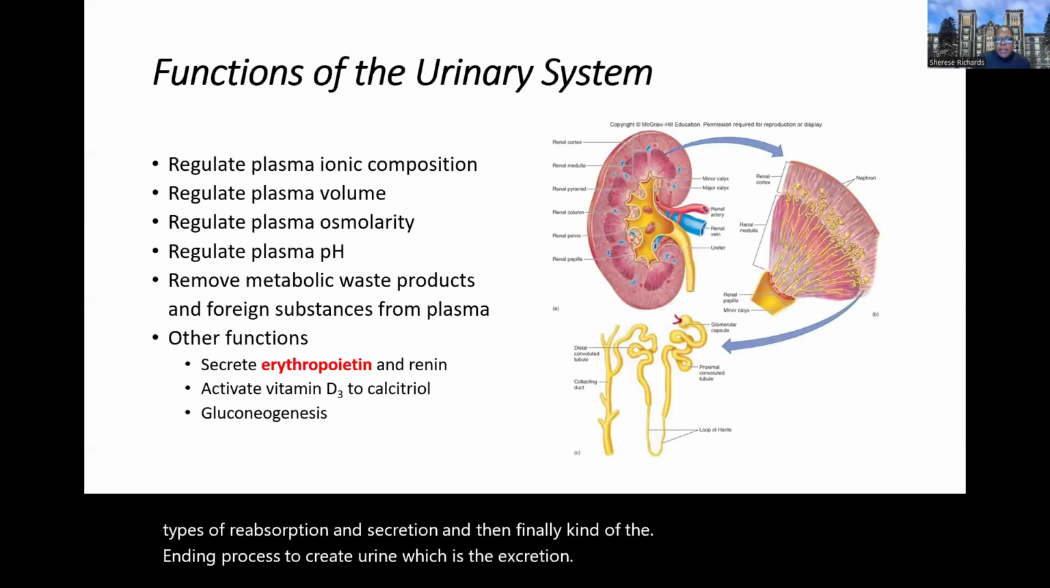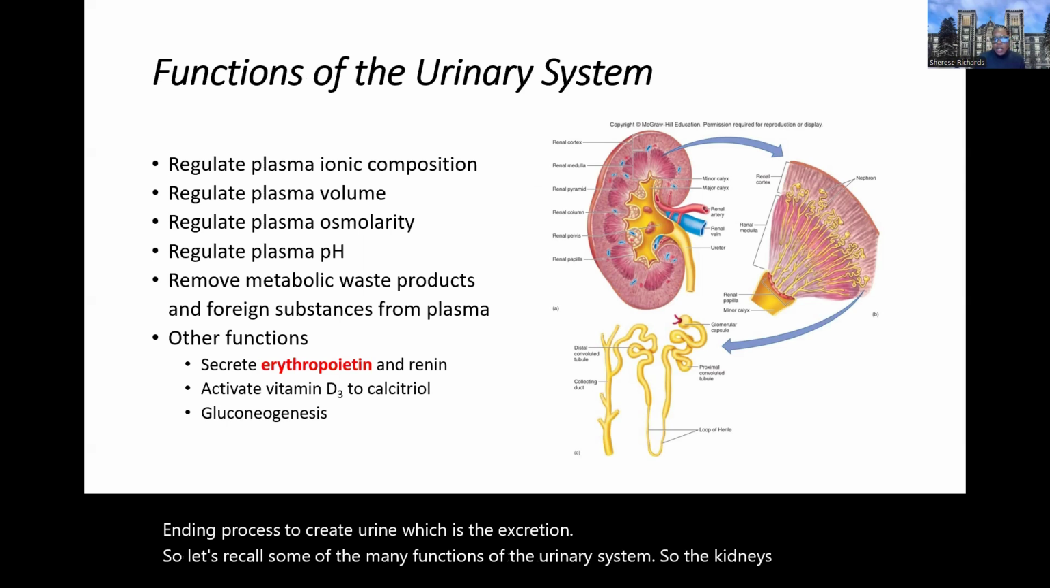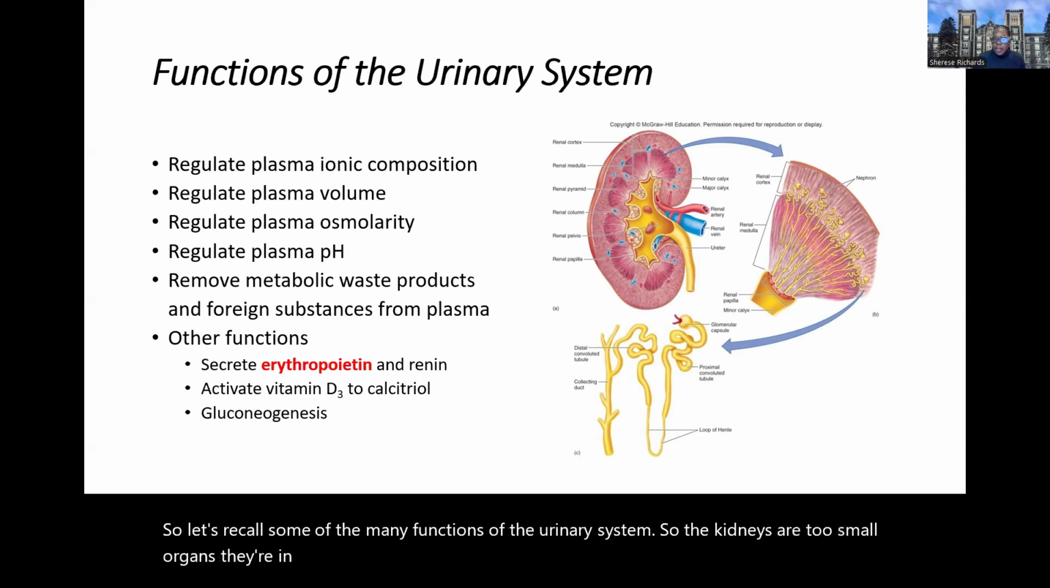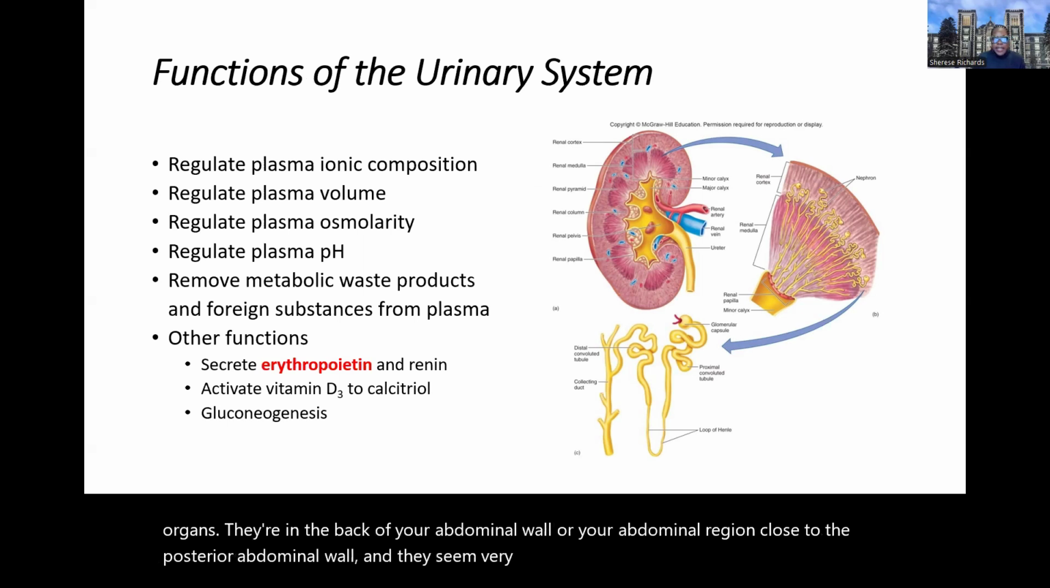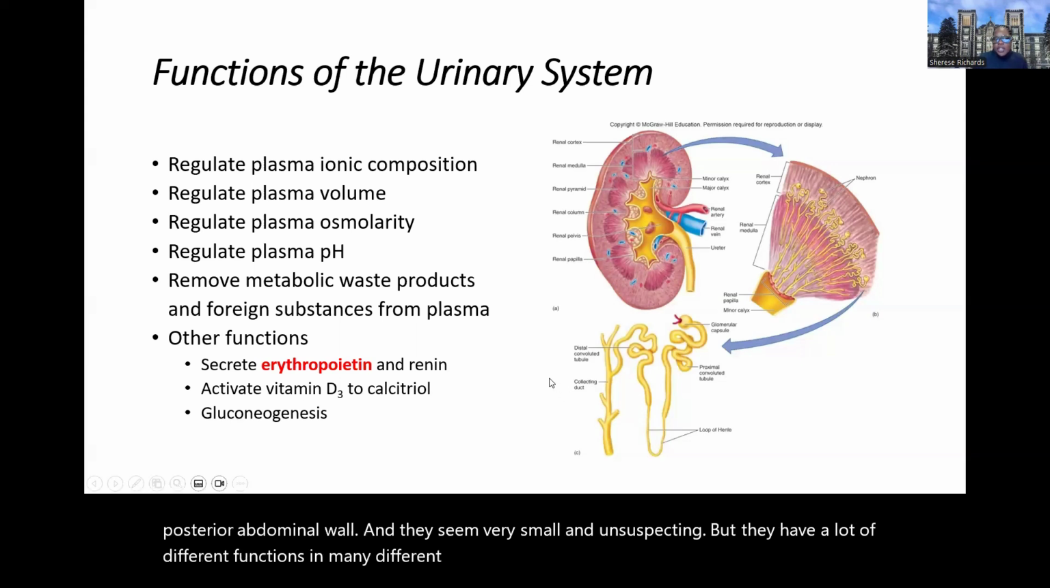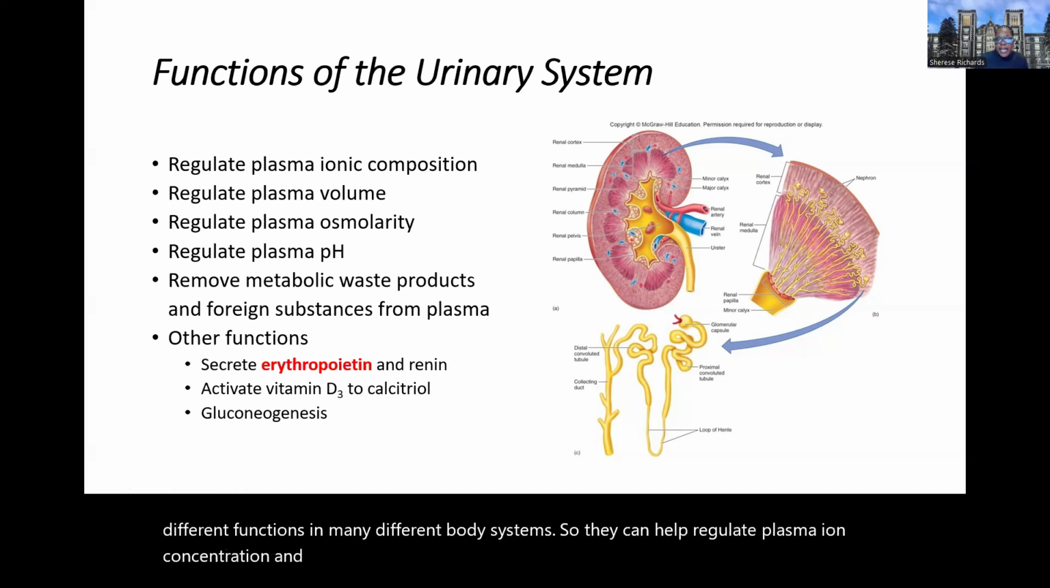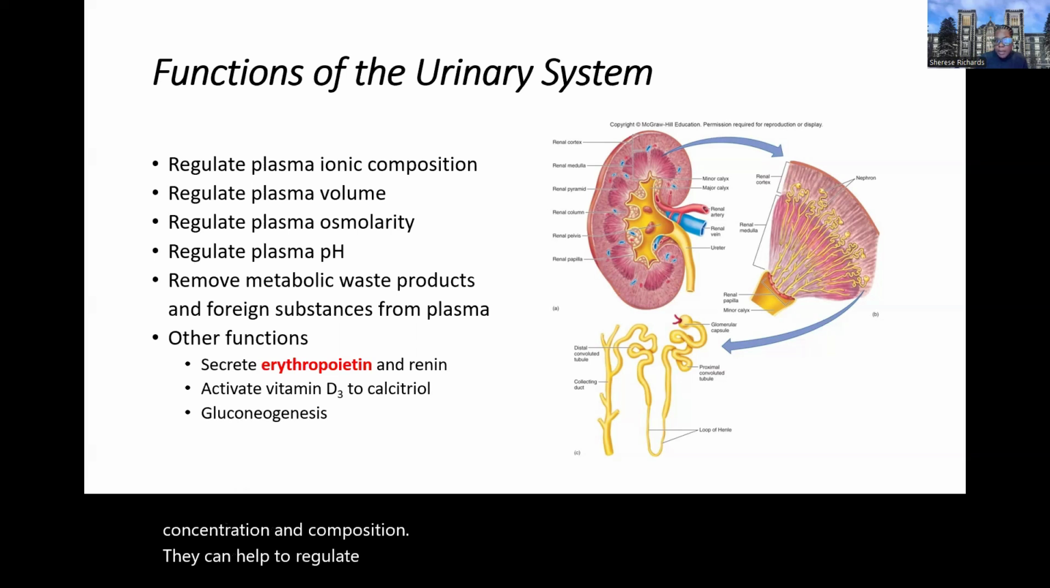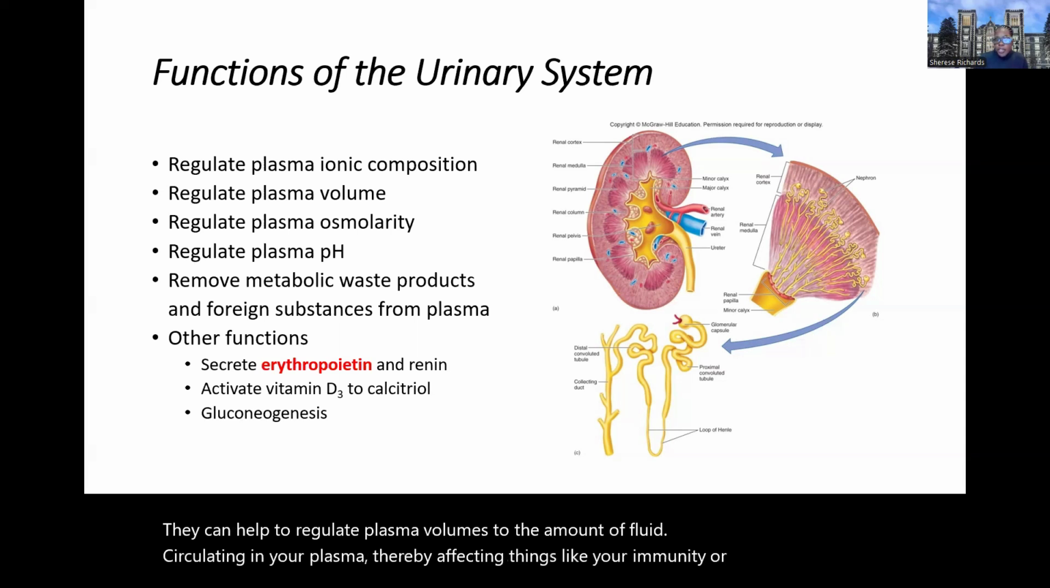So let's recall some of the many functions of the urinary system. The kidneys are two small organs in the back of your abdominal region, close to the posterior abdominal wall. They seem very small and unsuspecting, but they have a lot of different functions in many different body systems. They can help regulate plasma ion concentration and composition. They can help to regulate plasma volume, so the amount of fluid circulating in your plasma, thereby affecting things like your mean arterial pressure and your blood pressure.